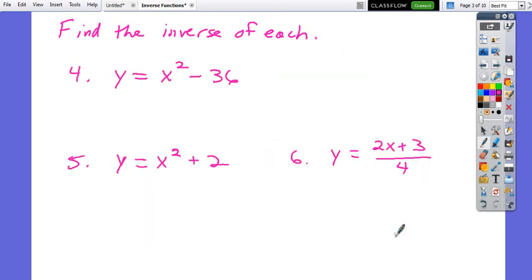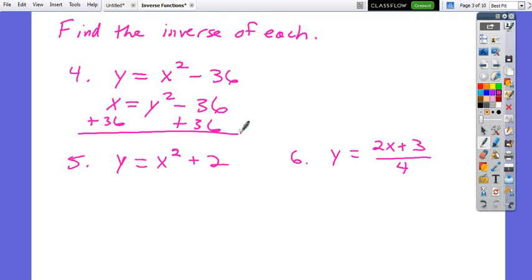All right, let's take a look at number 4. Again, swap your x and y. So we'll have x equals y squared minus 36. What's the next step? Add 36. So that gives you x plus 36 equals y squared. But we don't want y squared, we want y. So how do I undo that? Square root it. So my final answer is going to be y equals root of x plus 36.